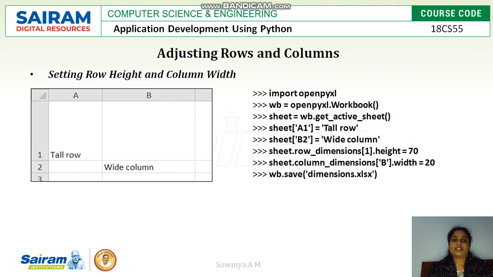And next is adjusting row and column width. So if you give sheet.row_dimensions[1], which row you are updating, dot height, and give the value, it will increase the height of that row. Column dimension with which column you are giving. If it is a row, it will be a number. If it is a column, since it is a column, it will be an alphabet. Whichever column's dimension you are changing, dot width will update the column's dimension.